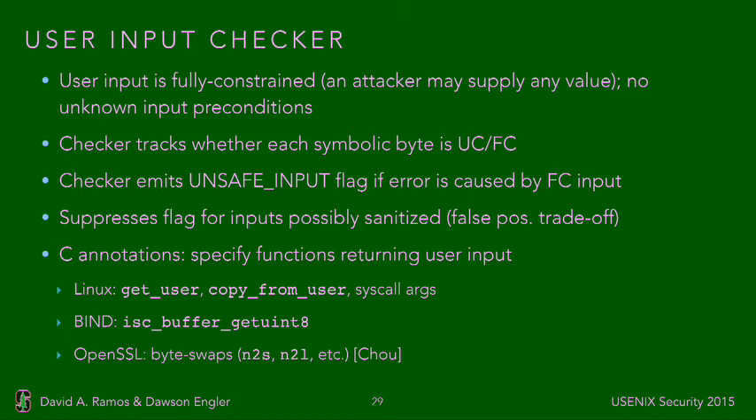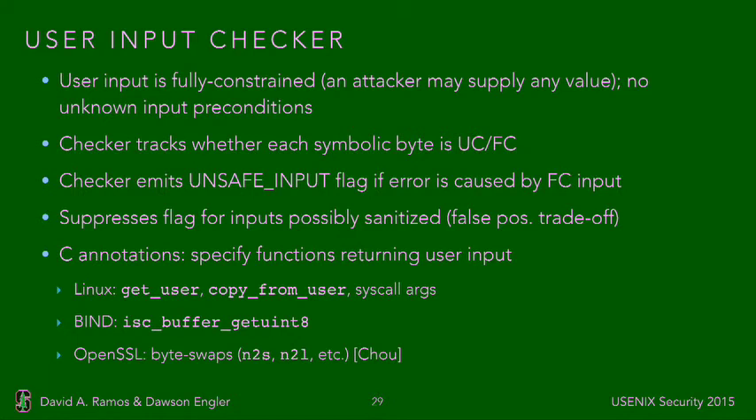When we say that an input is under-constrained, it's because we're missing these preconditions on a function. There are a subset of these inputs where we actually know that any input is possible, and these are inputs that originate from the outside world, where an attacker can specify any possible value. And so we refer to these inputs as fully constrained. And so the checker keeps track of whether each symbolic byte is under-constrained or fully constrained. And then if an error occurs that is caused by one of these fully constrained values, it will annotate the error report with this unsafe input flag to tell the user to look at this more closely, that it may be exploitable by an attacker.